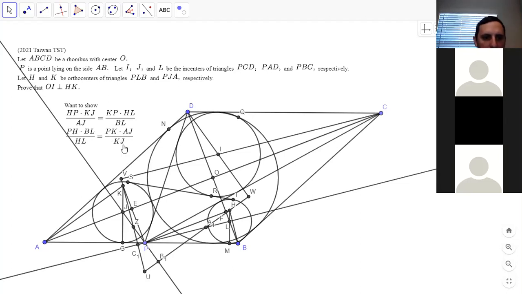Let me make sure this is actually right. PU prime. I think that's right. Show over BL. Yeah, I'm pretty sure this is right here.